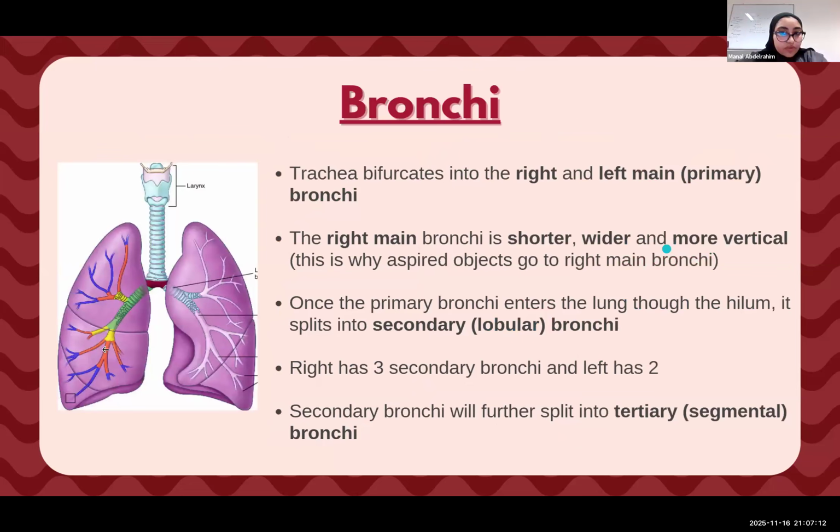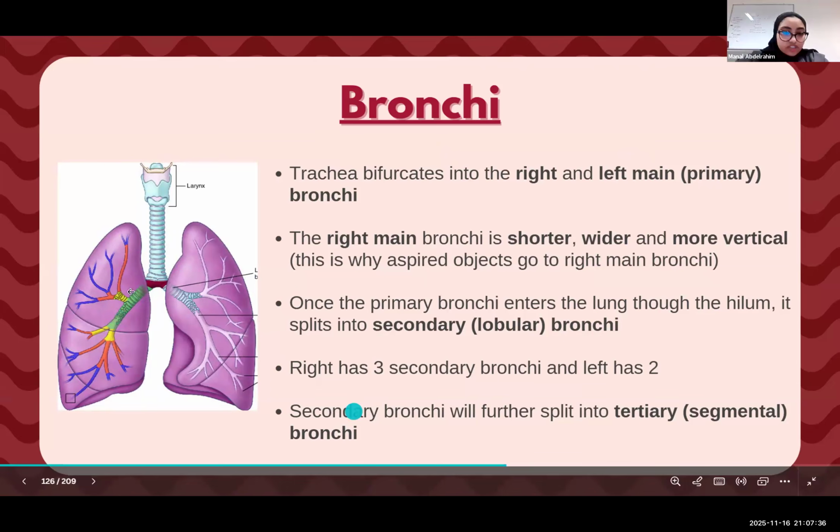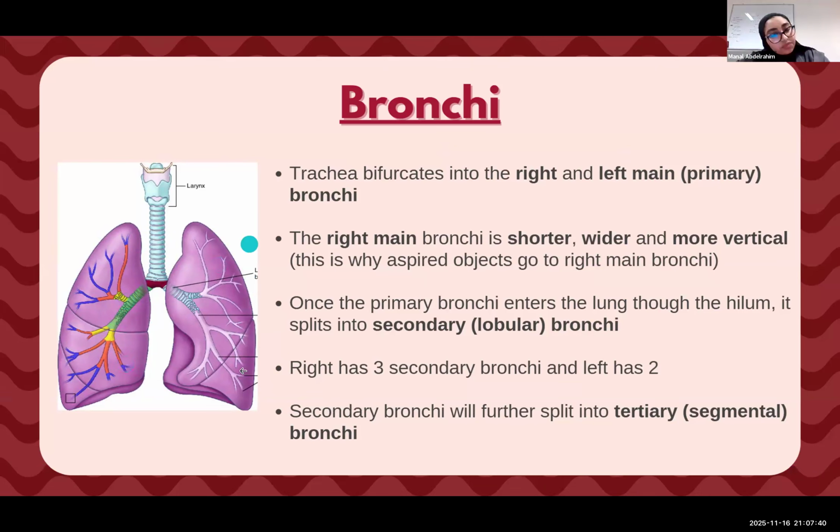The right main bronchus, this one here, is shorter, wider, and more vertical than the left one. Why is this important? This is clinically important. Why? Because when someone aspirates an object, it's more likely to go directly into the right main bronchus, because it's more vertical and it's wider. For an object, it's more likely to go there rather than the left side. And I think everything here is already mentioned.